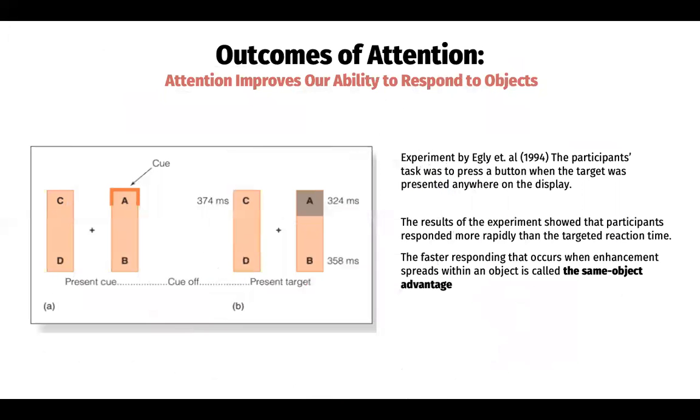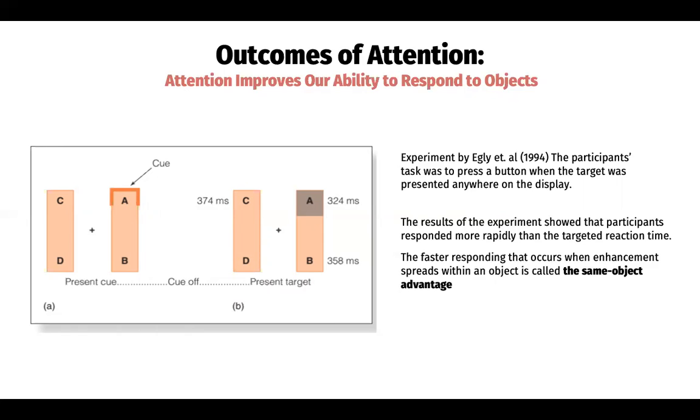So in addition to covertly attending to location, as in Posner experiments, we can also covertly attend to specific objects. So we will now consider some experiments that show that. The first one is that attention can enhance our response to an object, and the second one is that when attention is directed to one place on an object, the enhancing effect of that attention then spreads to other places on the object.